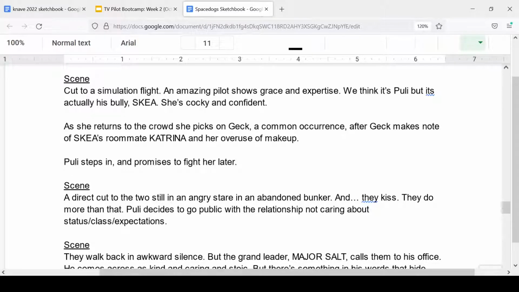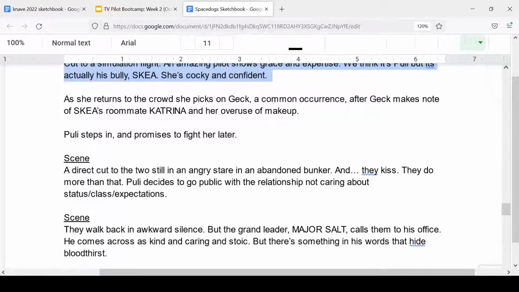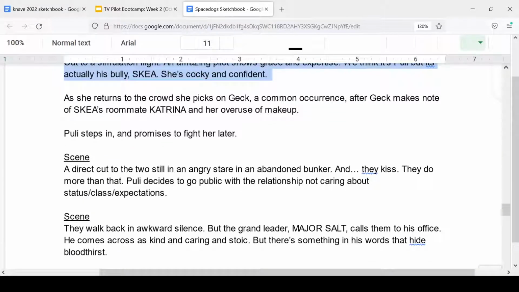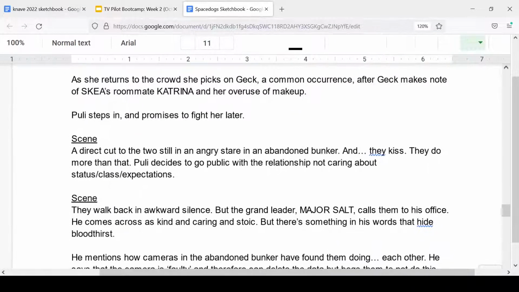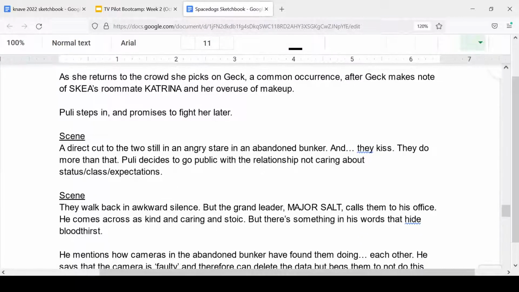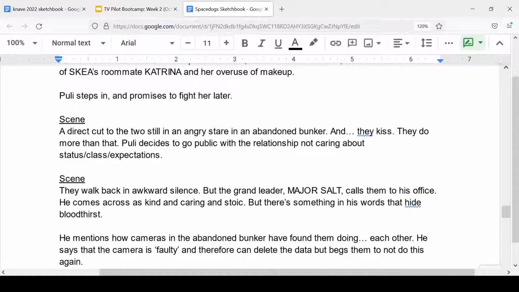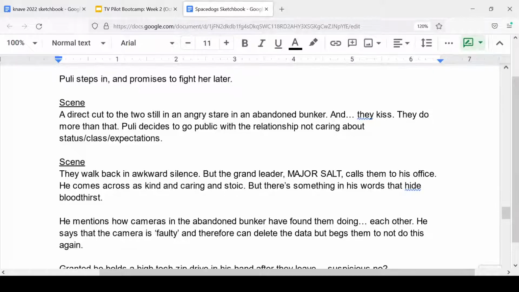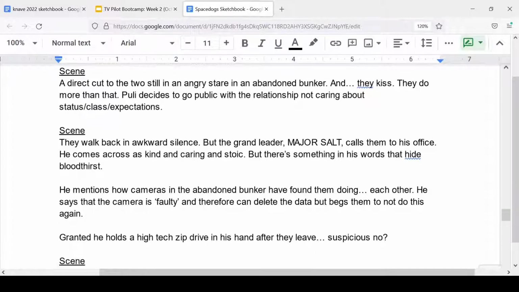So we go to a simulation flight. An amazing pilot shows grace and expertise. We think it's Pulley, but it's actually his bully, Skea. As she returns to the crowd, she picks on Geck, and Geck makes notes of Skea's roommate Katrina and her overuse of makeup. Okay. Pulley steps in and promises to fight the bully later. A direct cut to the two... Looks like it's perfume, because she smells of it.